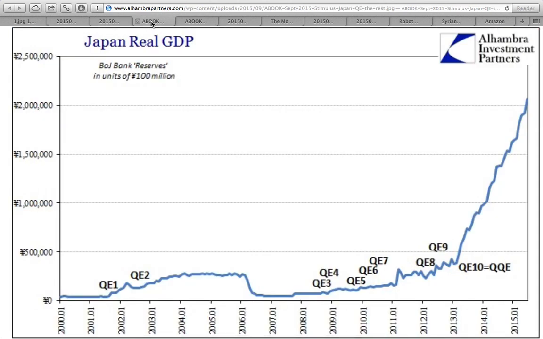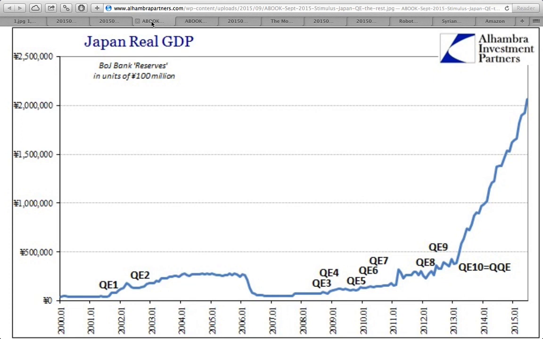We're looking at the Bank of Japan and their bank reserves in units of 100 million yen. You're looking back from the year 2000, where they engage in what we're calling here QE1 up until the new QE10, or QQE as they're calling it now. And what we see is no different than what we have with the Federal Reserve or any other central bank. You increase the amount of money that you print more often, and that doesn't do anything to support the economy.